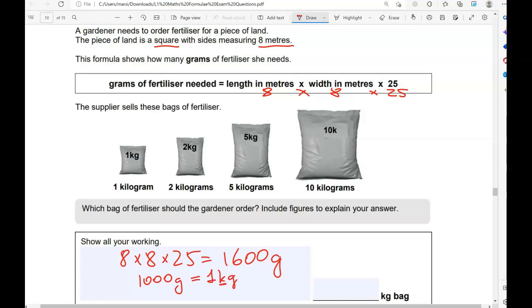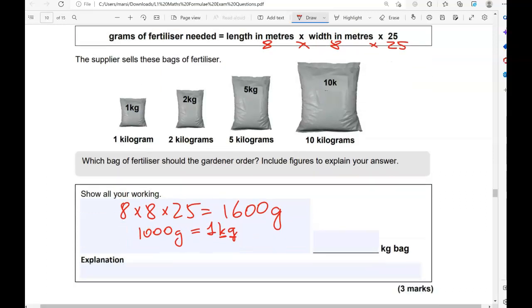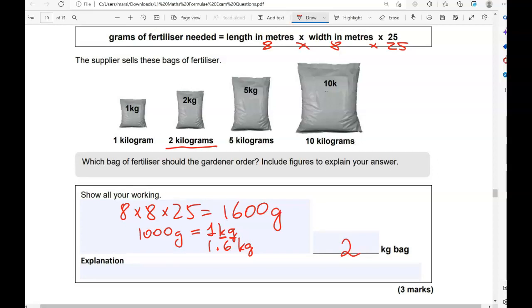The clue is in the word kg. K we use to mean 1,000, so kg means 1,000 grams. So 1,600 grams, that is going to be 1.6 kilograms. In other words, you can divide 1,600 by 1,000 and it gives you 1.6 kilograms. So which of these bags? It should be the 2 kilograms bag, because it's enough and not too much.